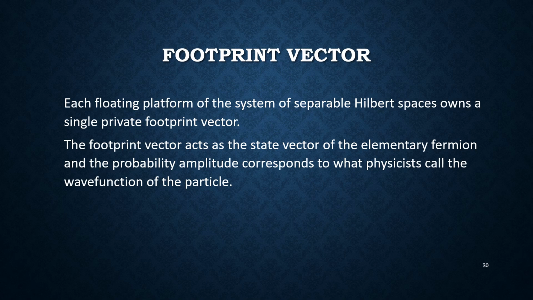Each floating platform of the system of separable Hilbert spaces owns a single private footprint vector. The footprint vector acts as the state vector of the elementary fermion, and the probability amplitude corresponds to what physicists call the wave function of the particle.